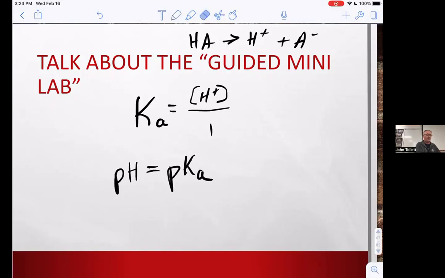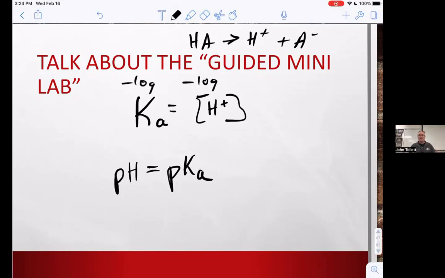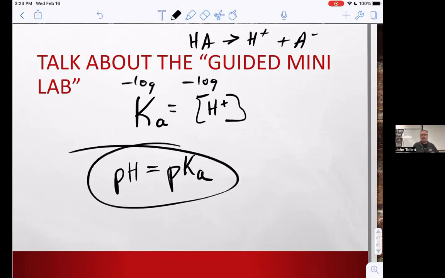If I rewrite this here, I had the Ka is equal to the H plus. Well, if I negative log this and negative log this, same thing on both sides, I end up having the pH equal to the pKa. So if you can find your pH, which you were hopefully able to do when you added your 25 milliliters of acid back in and let it stabilize, you now know what your pH is at that point. If you knew that, you can actually solve for the Ka.